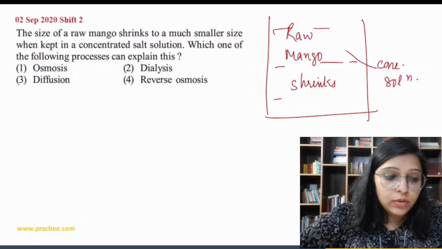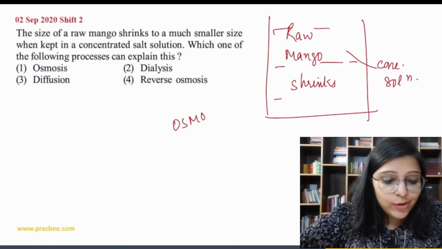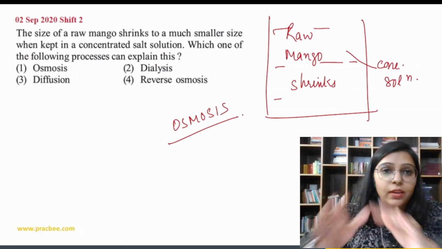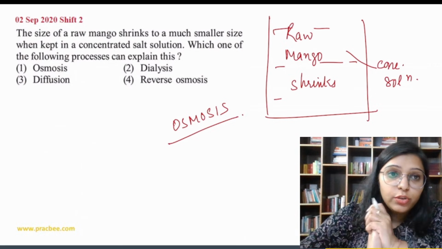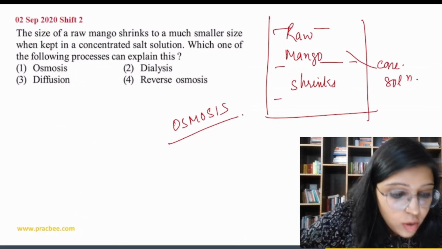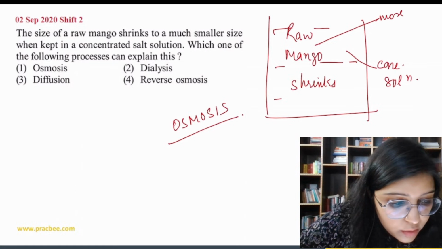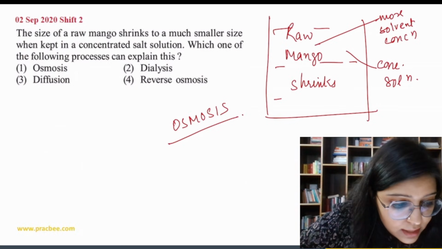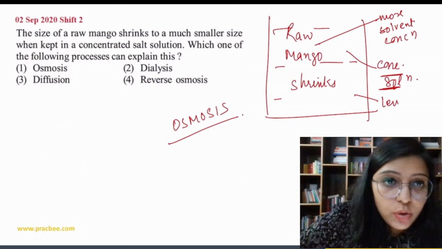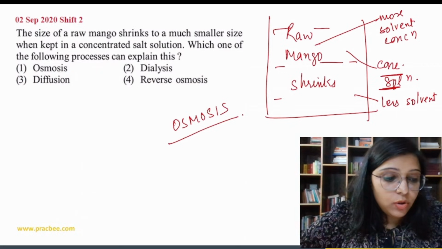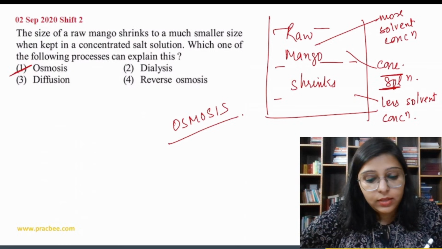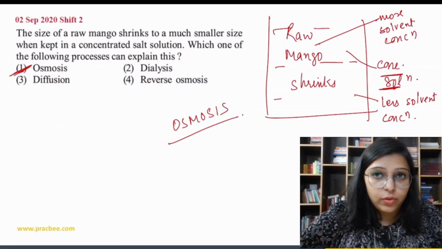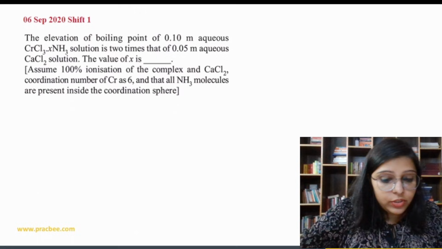Actually, what happens? Osmosis happens. Why? What is osmosis? Flow of solvent from higher concentration to a lower concentration. So in raw mango we have more solvent concentration, and in this concentrated solution we have less solvent concentration, due to which the raw mango shrinks. So the answer is 1, that is osmosis. Okay. Now let's do the next question.